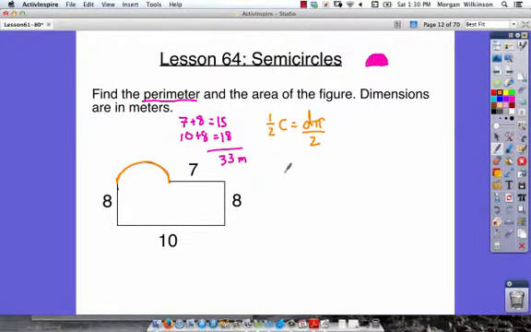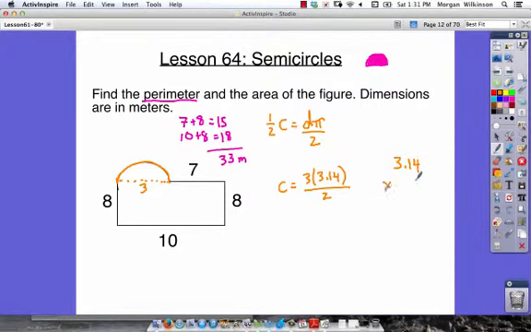So let's go ahead and solve that. Our diameter, distance across the circle through the center, well, if this piece is 7 and this piece is 10, over here must be 3. So the diameter is 3, so our circumference C is going to be equal to 3 times 3.14, and then we're going to divide our answer by 2 because we only have that half of a circle.